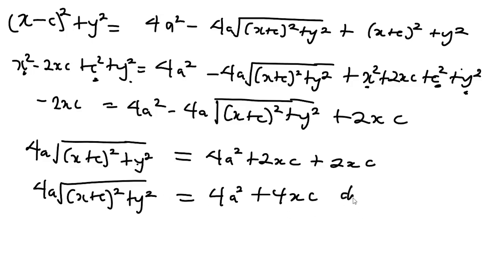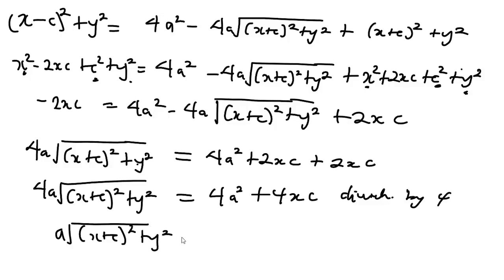Now to make it simple for us, we can divide through by 4. So this is going to give us a root of x plus c all squared plus y squared equal to a squared plus xc. Alright.